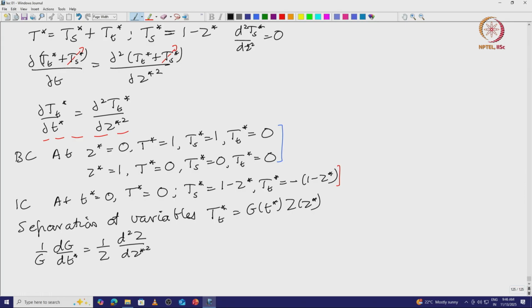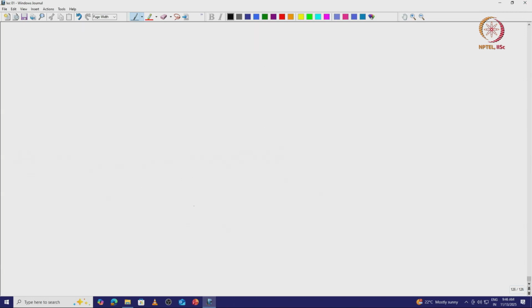That is the governing equation, and we had said that you take the governing equation, substitute the transient temperature as g times Z, divide throughout by g and Z, and this is what you get. Left side is only a function of time, right side is only a function of z star, and therefore both the left and the right sides have to be equal to a constant.